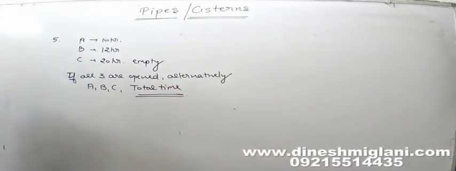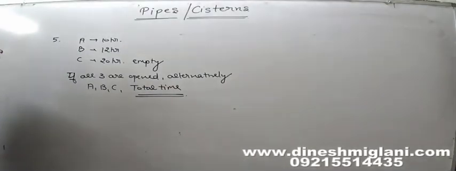A can fill the tank in 10 hours, B can fill the tank in 12 hours and C can empty it in 20 hours. If all three are opened alternately, the pattern is that first A is opened, then B is opened, then C is opened. So what is the total time taken by them to fill the tank?